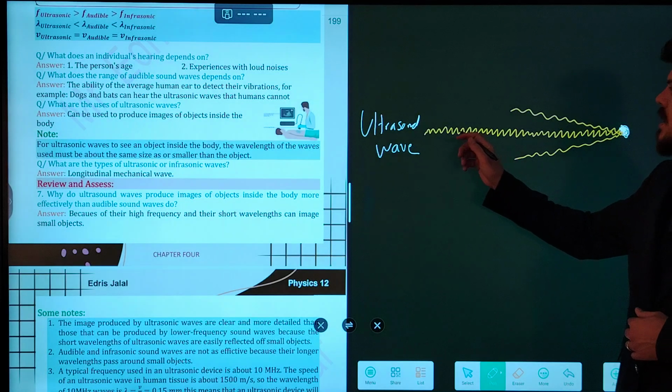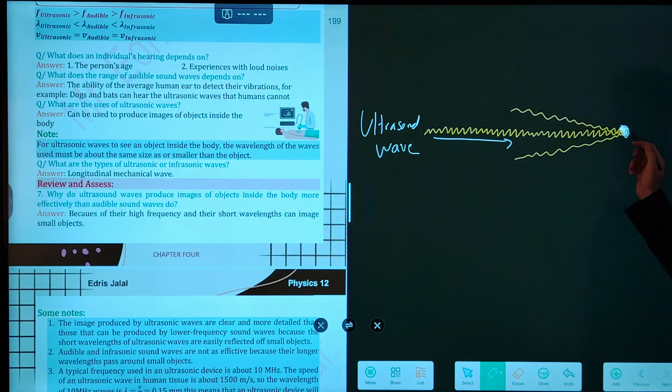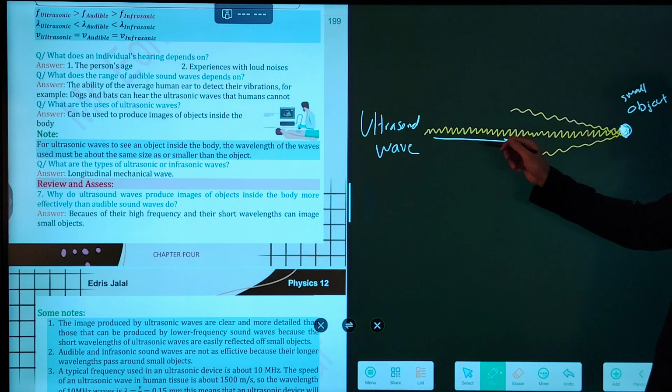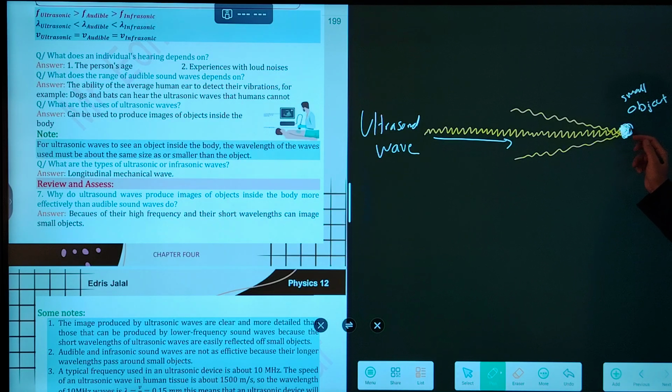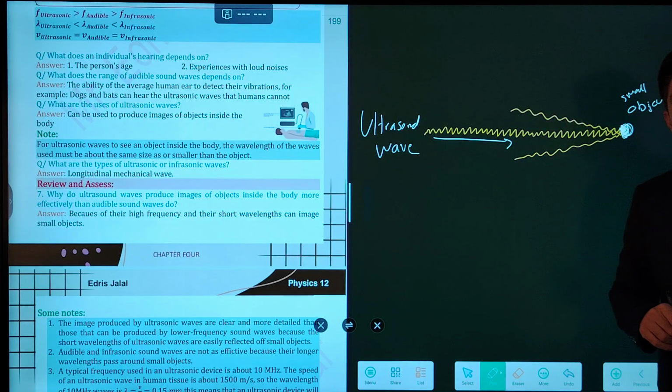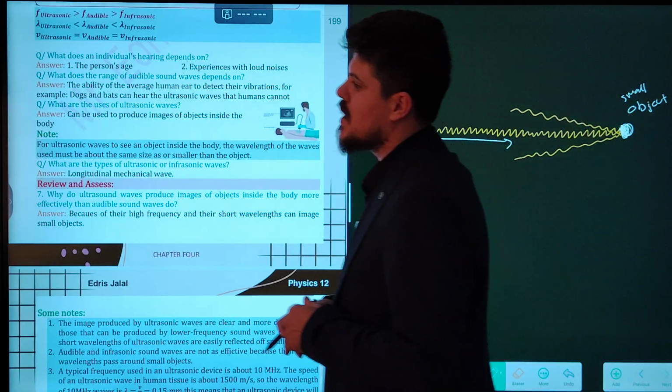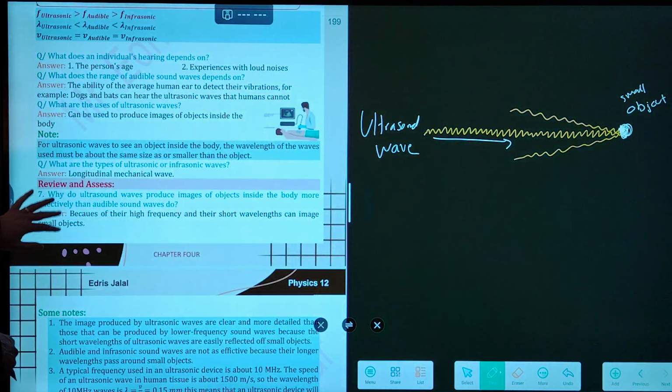This highest frequency, when the incident wave hits a small object, like a stone in our kidney, we can produce an image by using the ultrasound wave. This incident wave is going to be reflected. Why? Because of the shortest wavelength and the highest frequency, they can reflect when they strike an object. But be sure that this wavelength must be less than the object. If the wavelength is bigger than the object, the wave cannot be reflected.